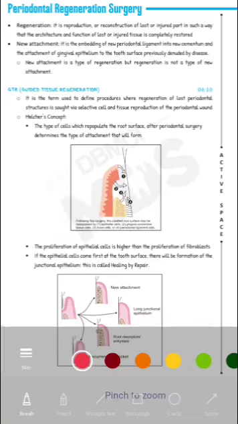Let's learn about periodontal regeneration surgery. So, what is regeneration called? It's a reproduction or reconstruction of a lost or injured part in such a way that the architecture and function of the lost or injured tissue is completely restored. Just imagine this story like a house of tooth that was damaged by the storm of periodontitis.